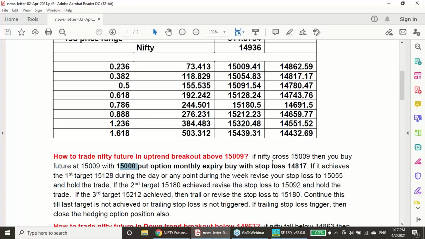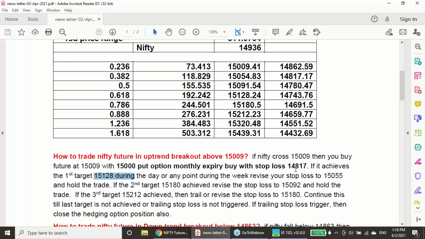So here I'm telling you, if you buy the Nifty at 15,009 and keep a stop loss of 14,817, you must hedge. From 2005 till date, in Smart Finance we always advise that you must hedge your positions. Once you get the first target 15,128, trail your stop loss.